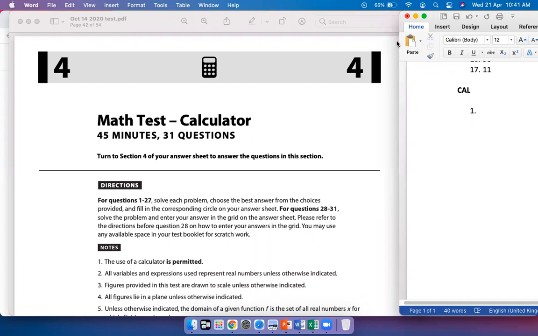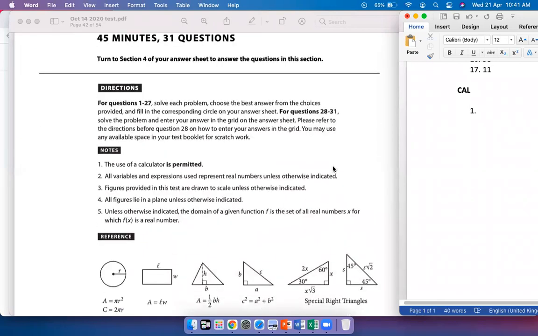In an earlier video, we solved the no calculator math section of the October 2020 PSAT. In this video, we'll solve the calculator section together. So let's begin.